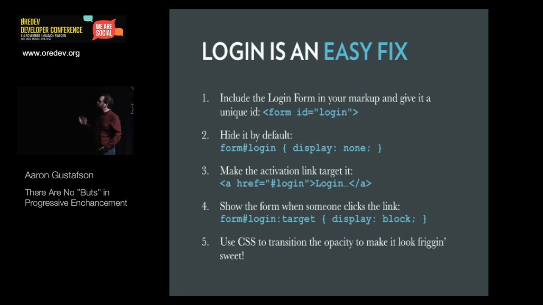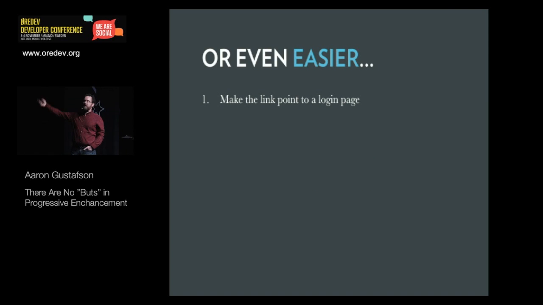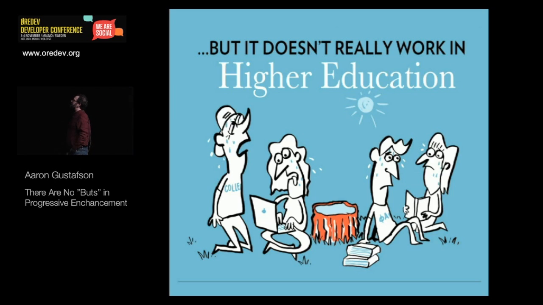Okay? So a better approach to this particular situation would have been simply to put an ID on the form, use CSS to hide the form by default, and then make the link point to that form, and then use CSS to show it when it's targeted, because we can use the target pseudoclass selector to address an element that is being targeted by the hash in the URL, and then make the form display. We could even use CSS transitions or animations to make it really fancy, right? Or the alternate, even simpler thing is just make it point to a friggin' login page, right? That'll work for anybody, no matter what.